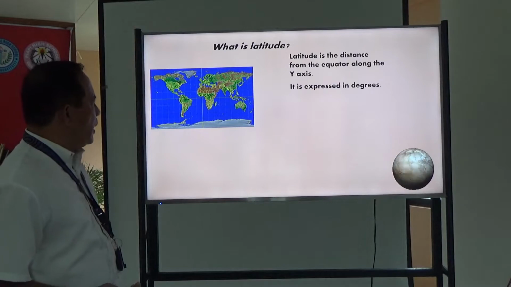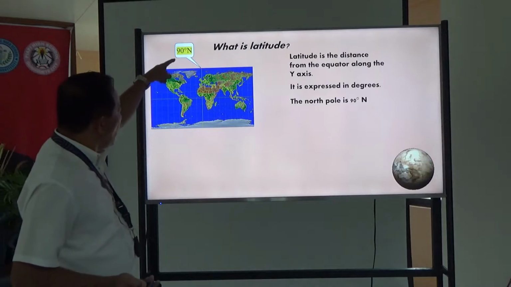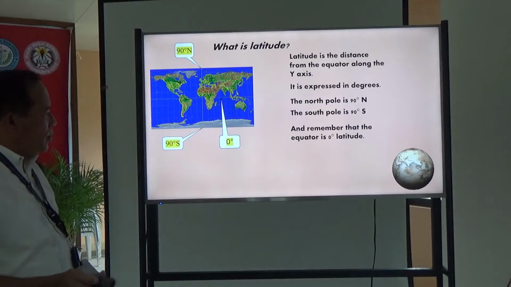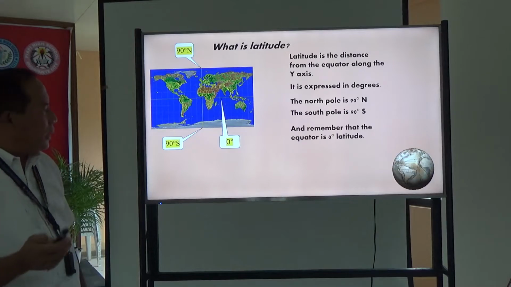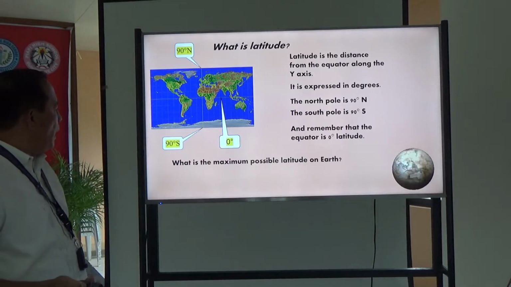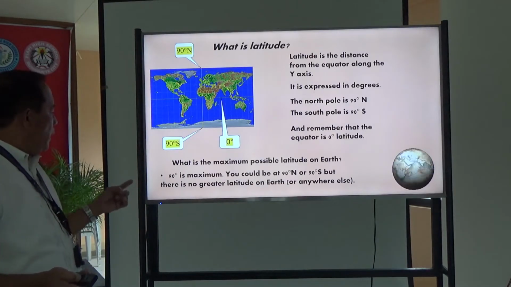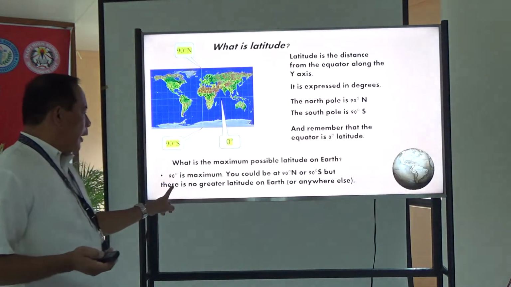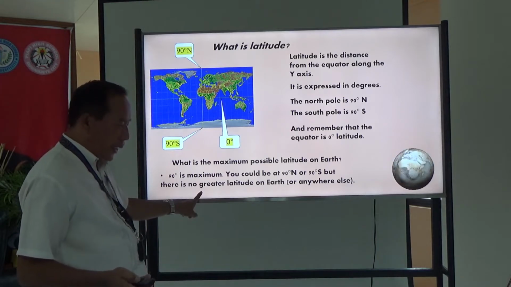It is expressed in degrees. The North Pole is 90 degrees north, while the South Pole is 90 degrees south. And remember that the equator is 0 degrees latitude. Okay. What is the maximum possible latitude on Earth? 90 degrees is the maximum. You could be at 90 degrees north or 90 degrees south, but there is no greater latitude on Earth or anywhere else.